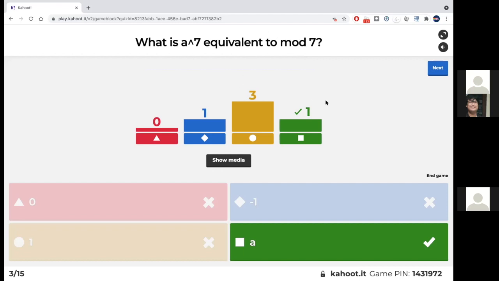Cool. I will say that in general, if P is a prime, then A to the P is going to be equivalent to A mod P. That's called Fermat's little theorem, which is not to be confused with Fermat's last theorem.